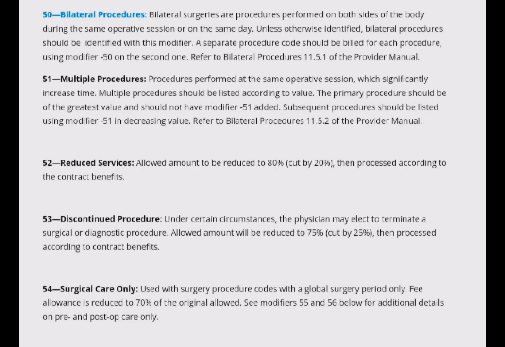54. Surgical care only. Used with surgery procedure codes with a global surgery period only. Fee allowance is reduced to 70% of the original allowed.